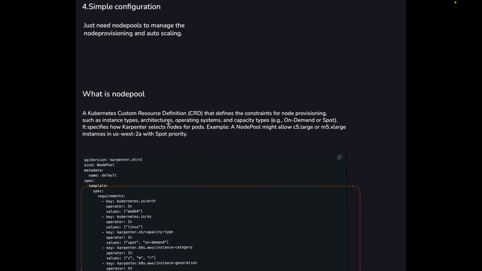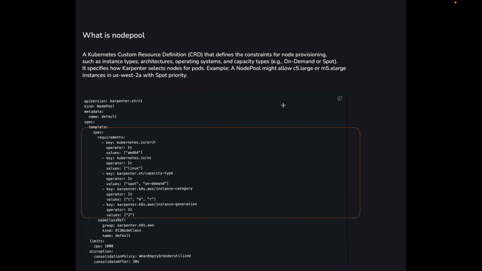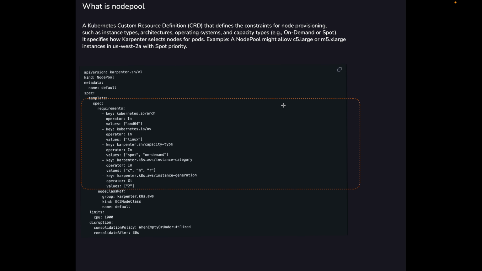A node pool is a Kubernetes custom resource definition that defines the constraints for node provisioning, such as instance types, architectures, operating systems, and capacity types. If you just look at this specification, it will be easy for you to understand. So this is a node pool where we define the type of architecture that our node must have. If you are aware of the CPU architectures, there are mainly two types, AMD64 and ARM64. So here we can define what type of node we want. Do we want an ARM64 or AMD64?